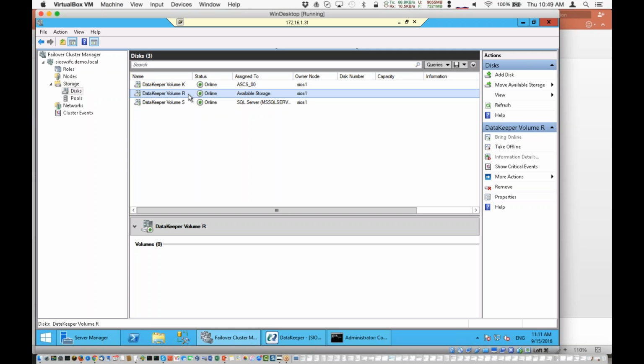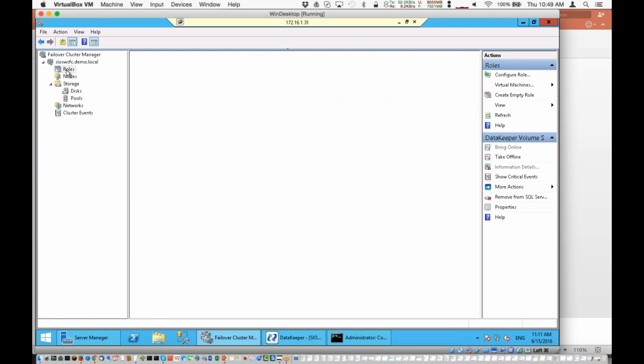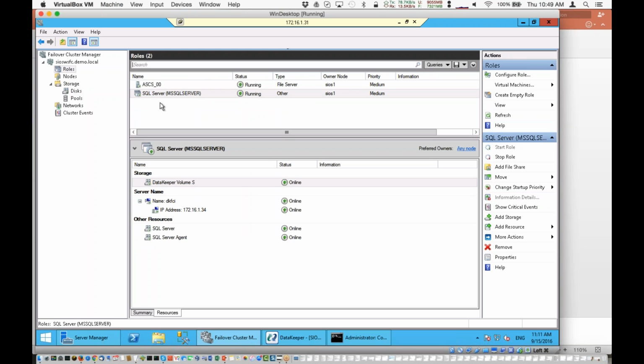And at this point, this is just back to clustering 101. This disk resource acts and looks and feels like a shared disk. And this is where you would install your failover cluster instance of SQL Server into the cluster and go halfway through the wizard, and it'll ask you which cluster disk you want to use, and you would just check the box next to DataKeeper Volume R. So very, very simple. Again, if you've ever set up a failover cluster instance in the past, you're familiar with 99% of how this all works here.